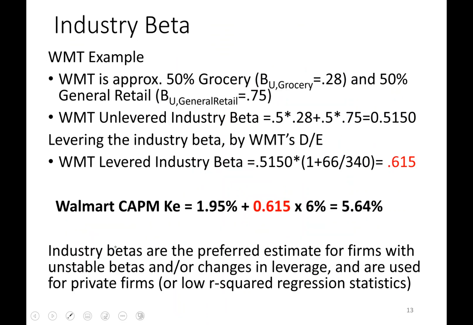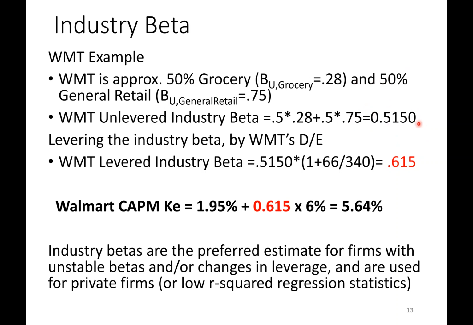So what I can do for Walmart, since it's kind of two companies in one, I can say Walmart is roughly 50% of its revenues from grocery and 50% from general retail. So I can take 50% of the 0.28 beta for grocery, and 50% of the general retail beta, we'll say 0.75. So I can say Walmart has an industry beta of 0.515. Okay, half the risk of the market. However, since I used unlevered industry betas, this would be the beta of Walmart, or any firm that has 50-50 of those two industries. This would be the beta of those firms that had no debt.